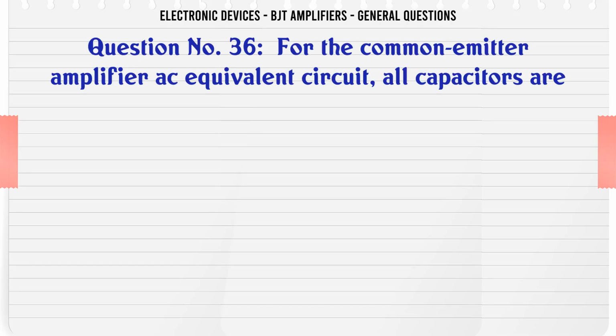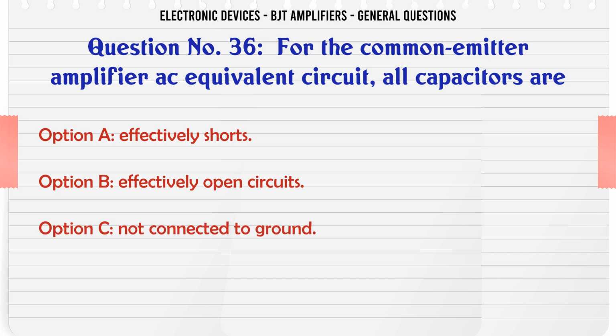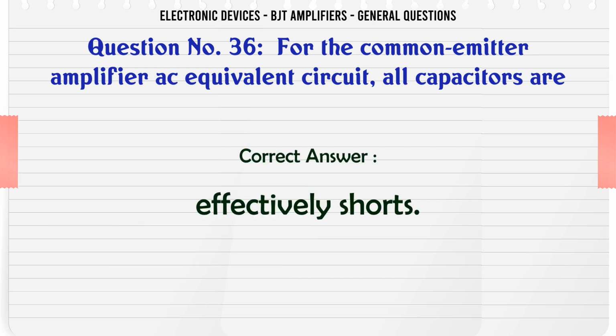For the common-emitter amplifier AC equivalent circuit, all capacitors are A. Effectively shorts. B. Effectively open circuits. C. Not connected to ground. D. Connected to ground. The correct answer is effectively shorts.